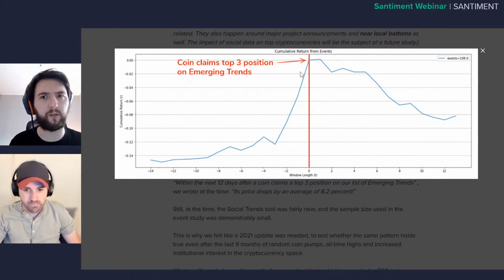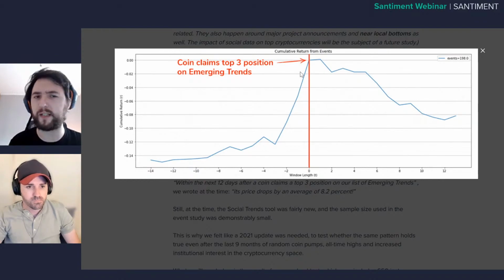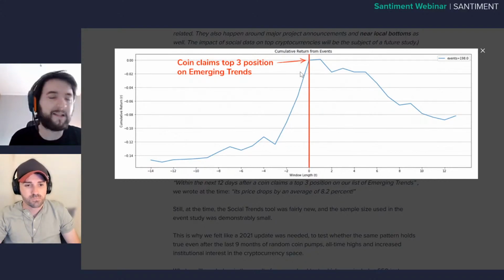Usually when it comes to mid to low cap coins, pretty much anything outside of Bitcoin and Ethereum, you're not really going to see these massive spikes or upticks in social volume and social engagement and crowd interest unless the coin is pumping. It's just the name of the game.